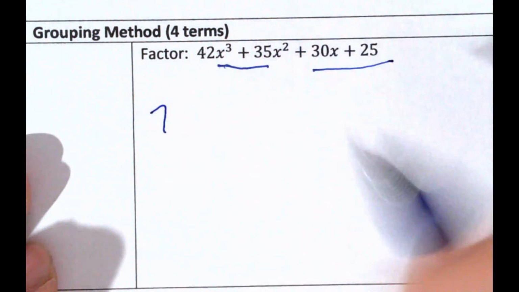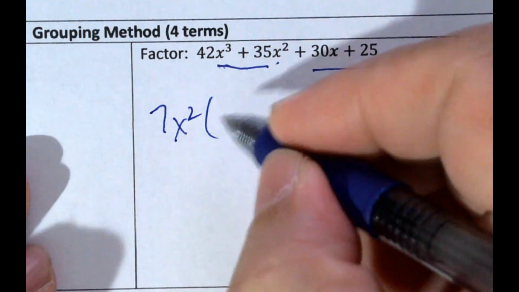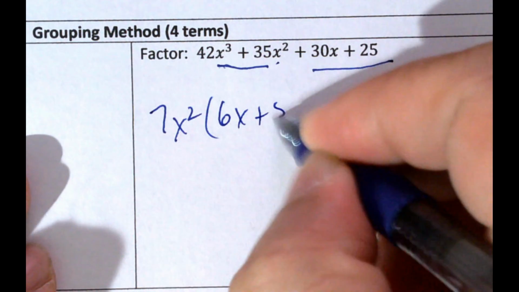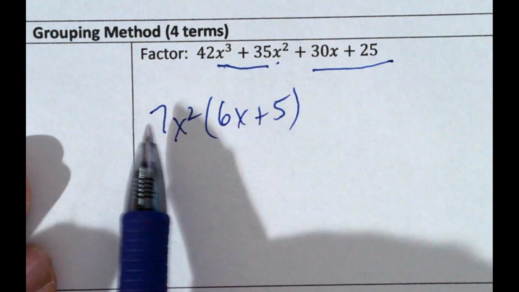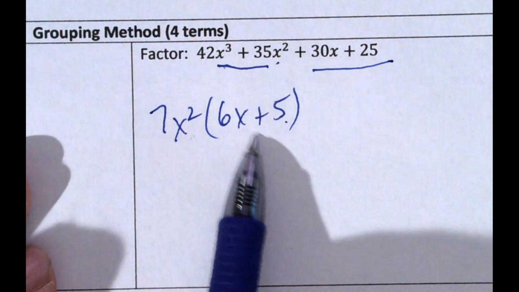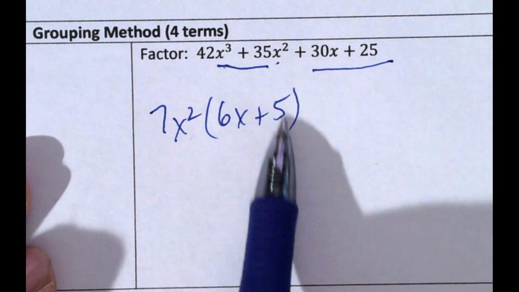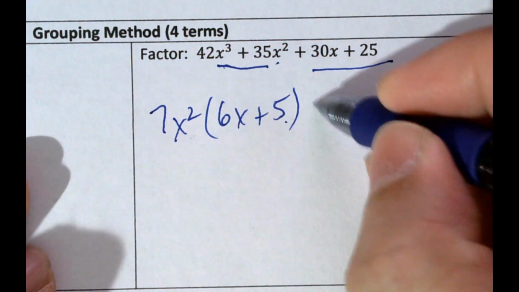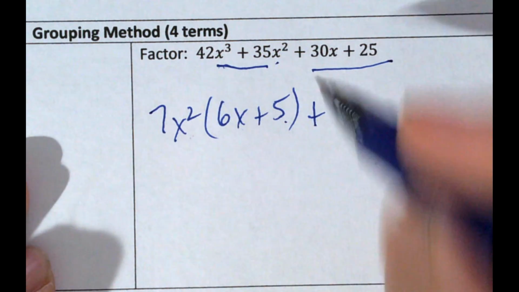So it's going to be 7, and you're going to take the x squared out. That's going to give you 6x plus 5, right? 42 divided by 7 is 6. 35 divided by 7 is 5. I'm taking x squared out of both of those. I'm going to reduce it by 2. And taking x squared out of x squared, there is no x left over. In the second pair, you're taking out 5.